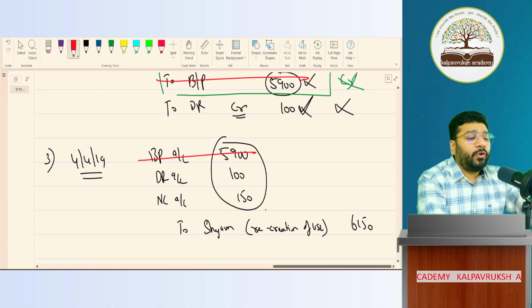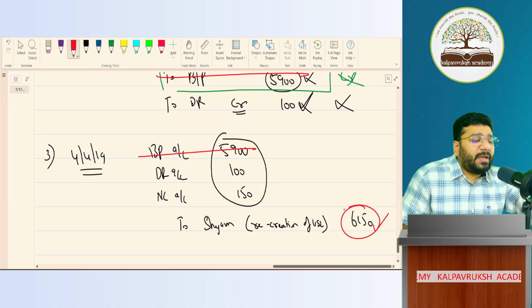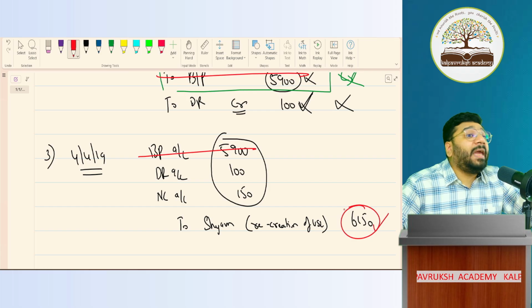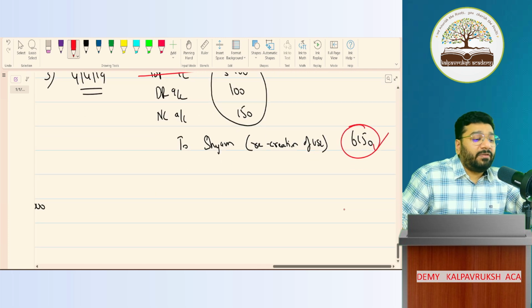On 4-4 you have recreated Sham's account. So how much money we have to pay to Sham now? 6,150. Out of that, how much were we able to pay? Only 4,000. How much we are not able to pay? 2,150. What entry will come after 1 month?